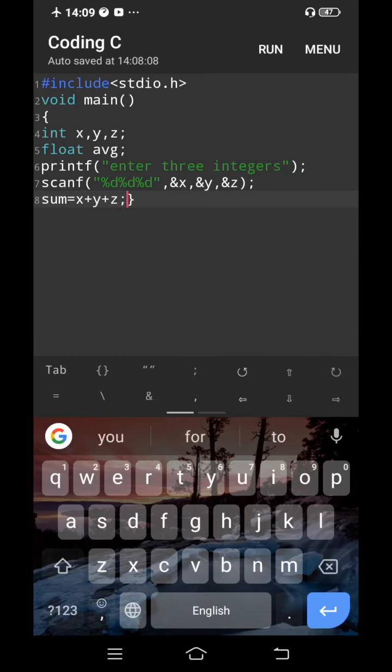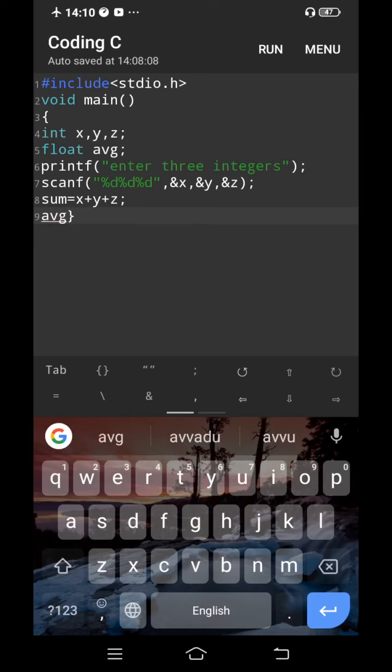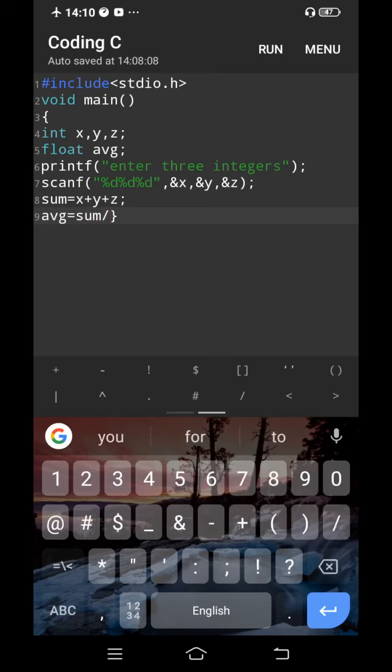To find sum, we should know the formula of summation of three numbers. To find average, we should know the formula of average. What is the formula of average of three numbers? Sum of three numbers by number of integers. Sum divided by number of integers, 3.0. The number of integers is 3.